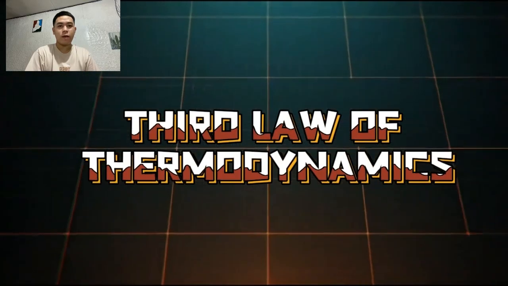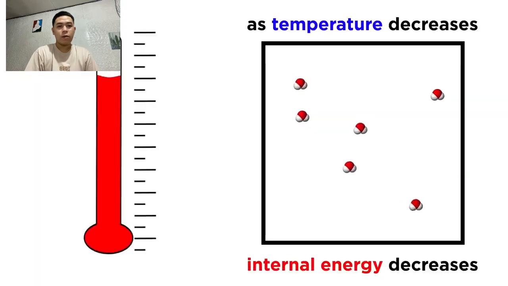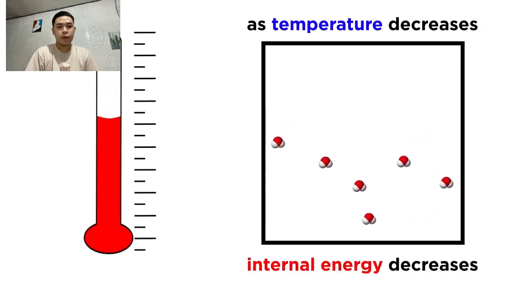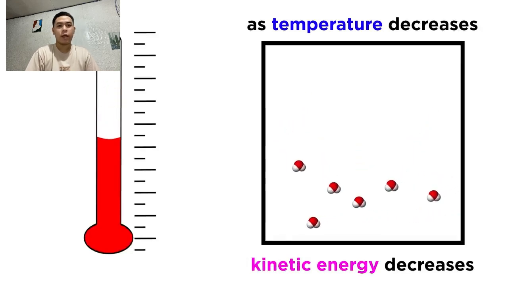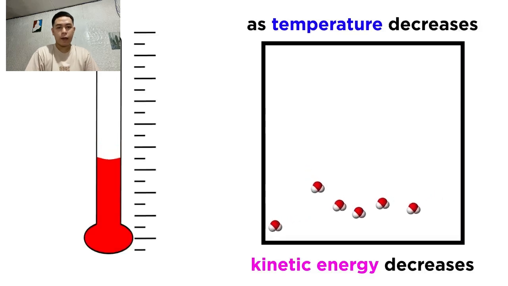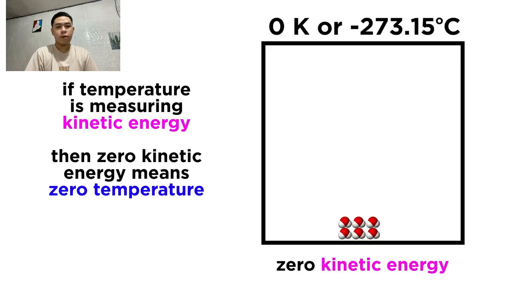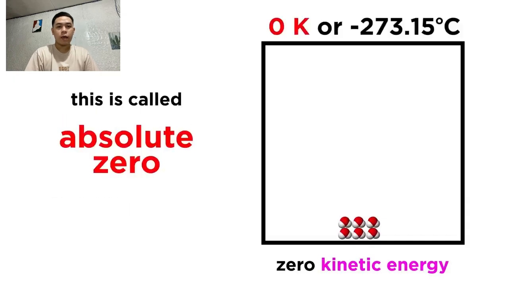To the third law of thermodynamics. We know that as the temperature decreases, the internal energy of a system decreases, as does the kinetic energy of each particle. It becomes very cold. Particles slow to a complete stop, and there is no more kinetic energy. No more kinetic energy of motion means no more temperature by any rate. We will call this absolute zero.